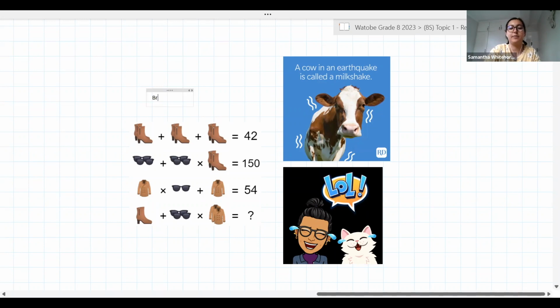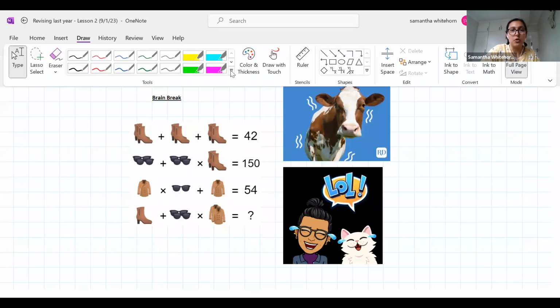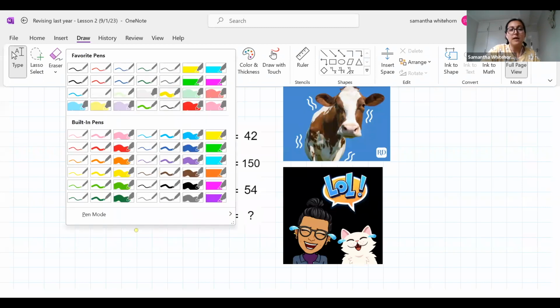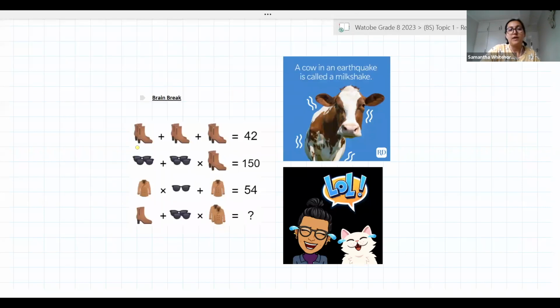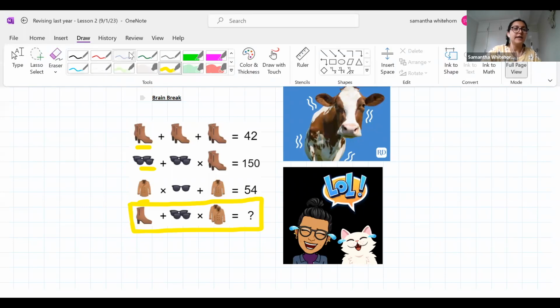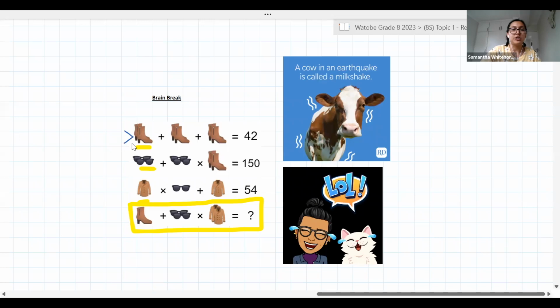Now, basically what happens in a brain break is I give you this puzzle, and you need to find the solution. I'm sure most of you have probably seen this before, but you want to figure out the value of the boots, the sunglasses, and the coat in order to work out the final value of this last expression. Because this is the first time we're doing a brain break, we're going to do it together. So let's start with this very first expression up here.